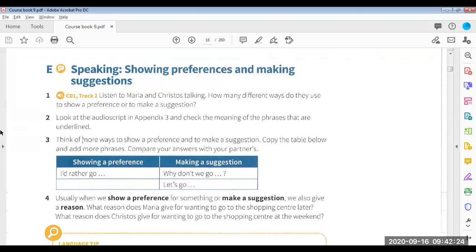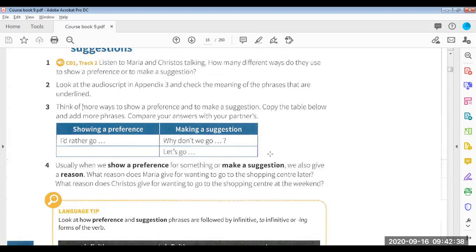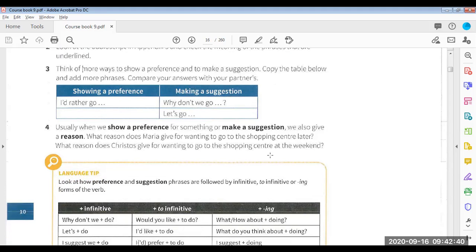They gave me some of their answers, some of their choices, and they shared their ideas about how they can show their preference and how they can make a suggestion. They used some different phrases, for example, to show a preference by using I would like to or I would rather.